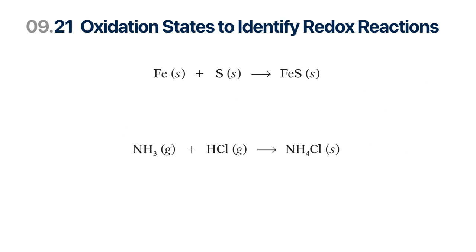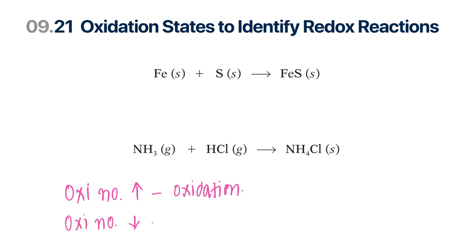Here, I'll use the oxidation state to identify if it's a redox reaction. Now, an increase in oxidation state or oxidation number, I'll write it here, increase of oxy number, is oxidation, and a decrease of oxy number, oxidation number, is reduction. We know this. And it kind of makes sense as well. It's kind of in the name.